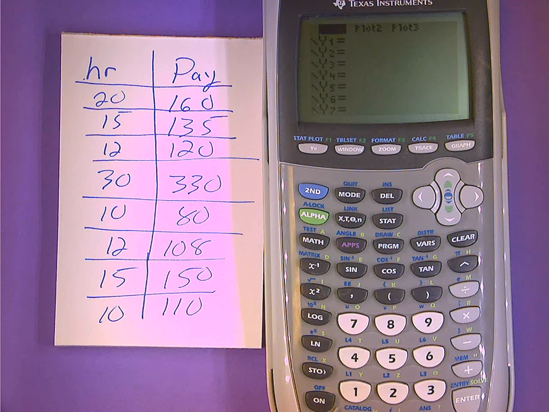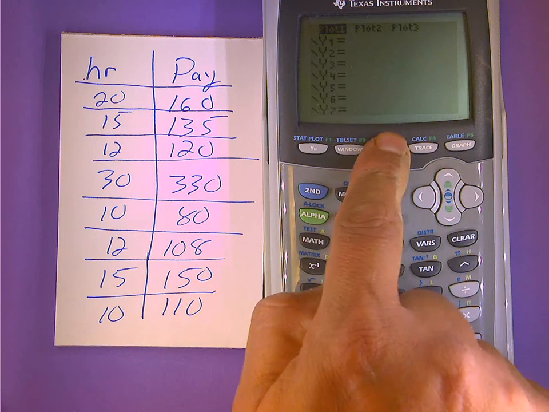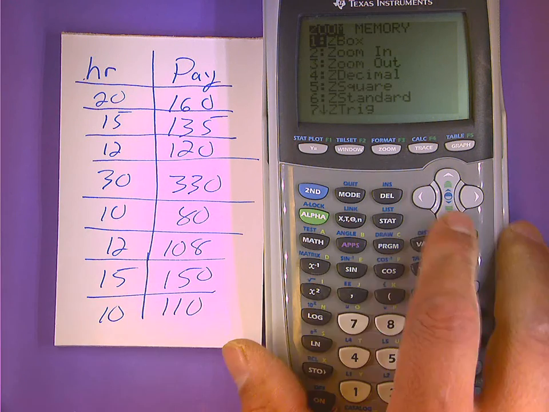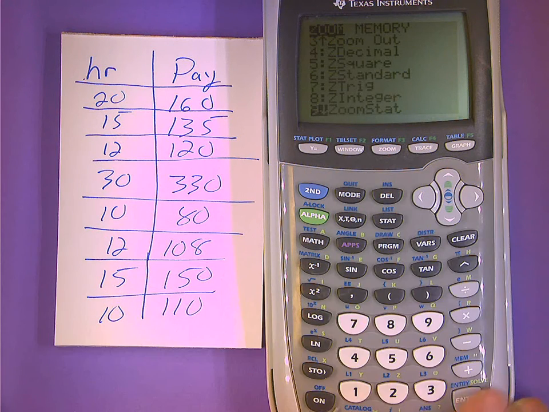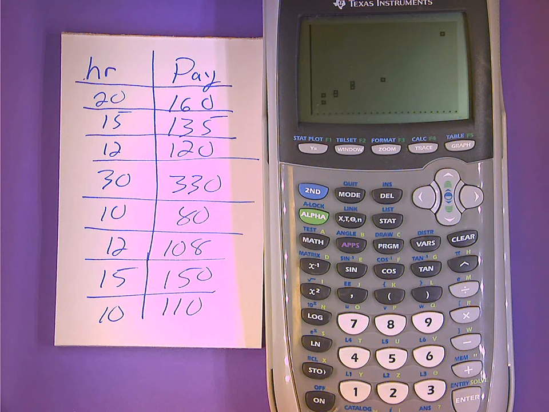Now, second step. I want to have the best picture possible. So I need to tell the calculator where to graph. It can do it automatically if you hit the Zoom button and go down until it hits Zoom Stat. If you hit Enter, you should see this. When I look at my data, it appears that the data is reasonably linear.